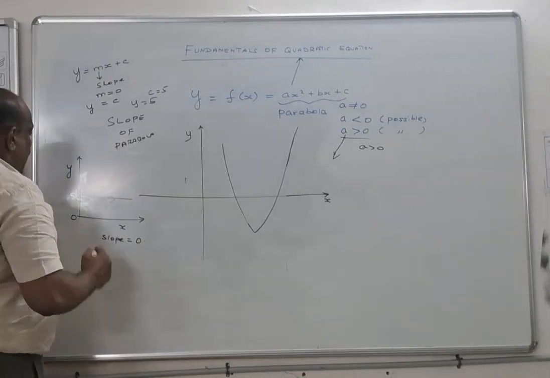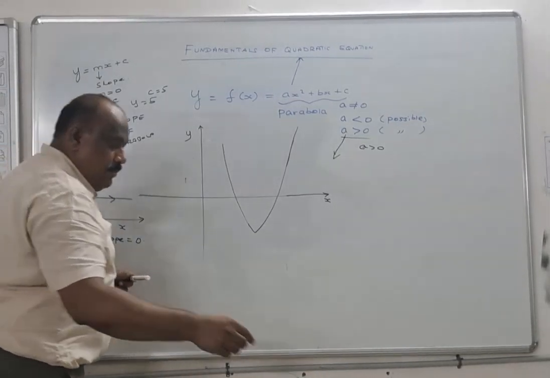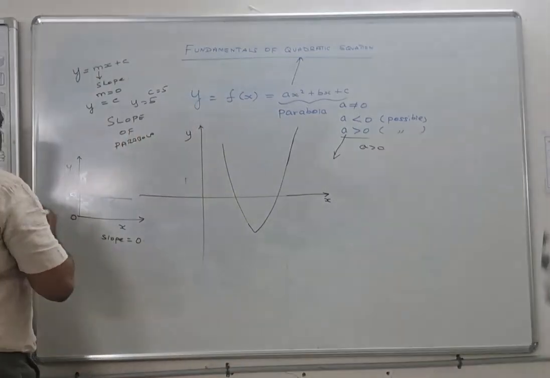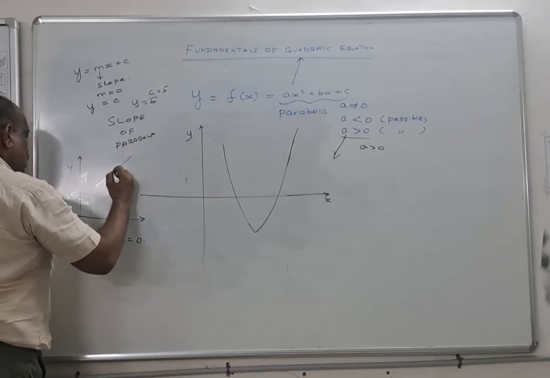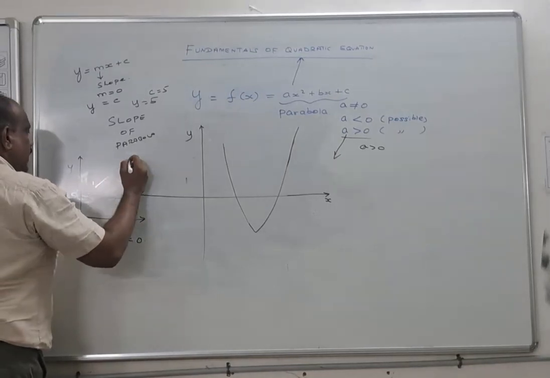Now, I will draw another line. Instead of this line, I will draw a line like this. Let us say this line starts at 1 and ends at what?